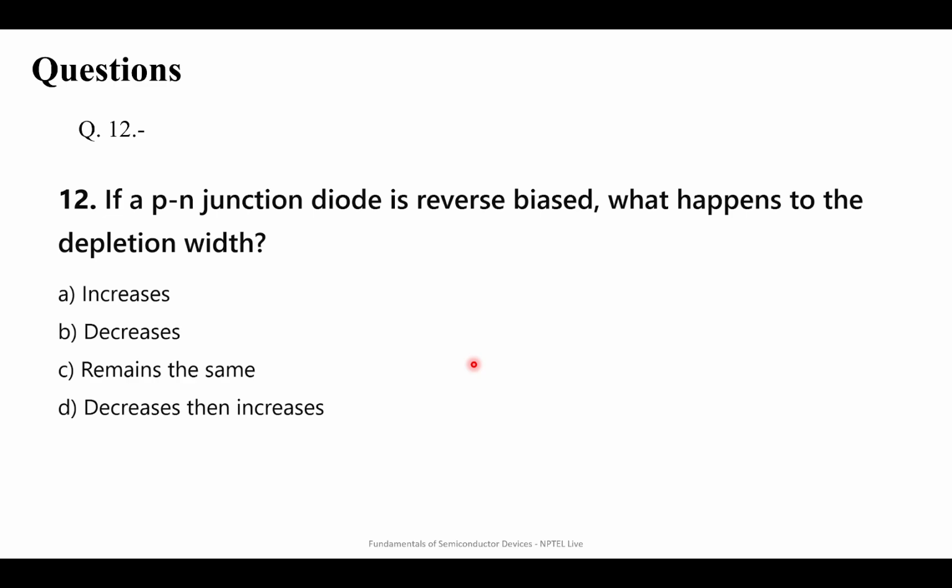That is correct. The answer would be it increases. So when you reverse bias, it is taking electrons away from the p side, and it is taking holes away from the n side. There were already minorities, so the holes coming from the p side to the n side will go even further into the n side, and similarly electrons will go further into the p side, so that will increase the depletion width.